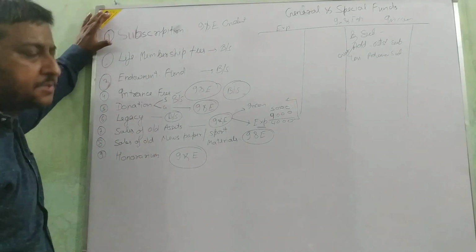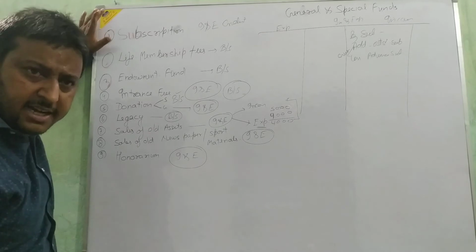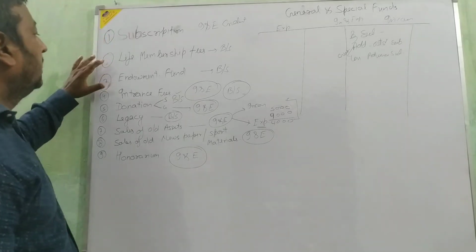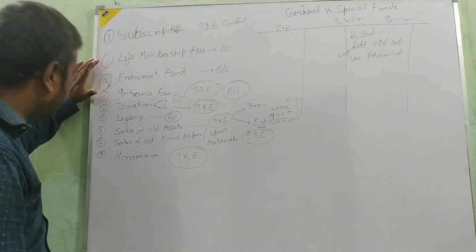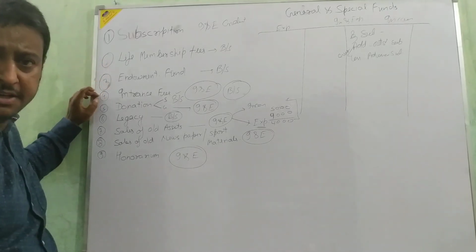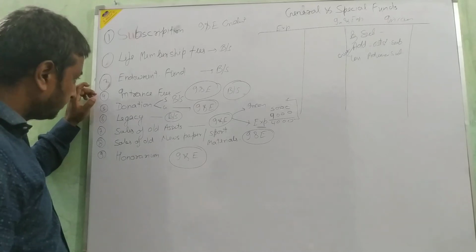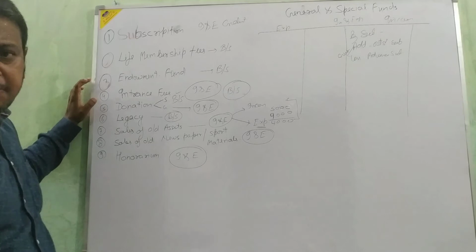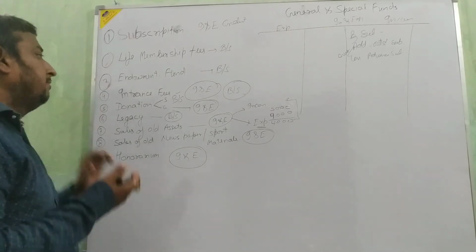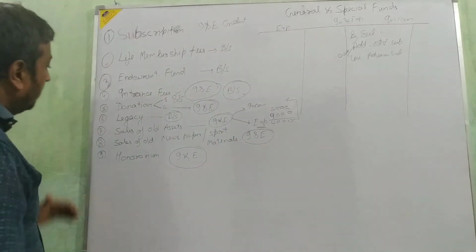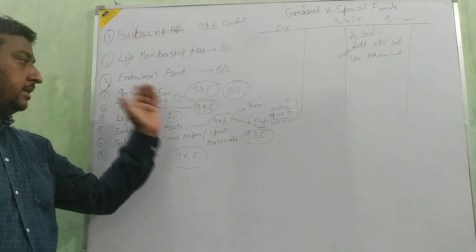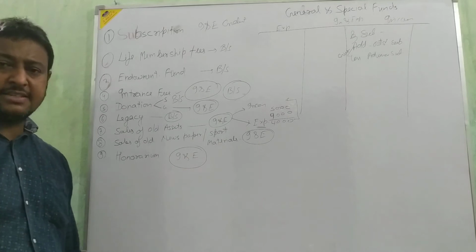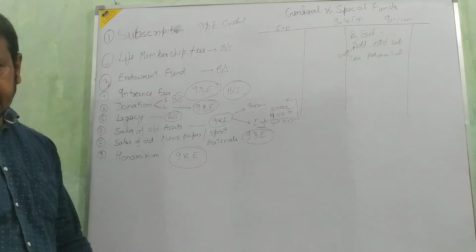Okay, subscription, income and expenditure account. Life membership fee, balance sheet. Endowment fund, balance sheet. Entrance fee, income and expenditure account. If any type of special information is given, then we are going to show it in the balance sheet. Next, donation: special donation showing in balance sheet, general donation showing in income and expenditure account.